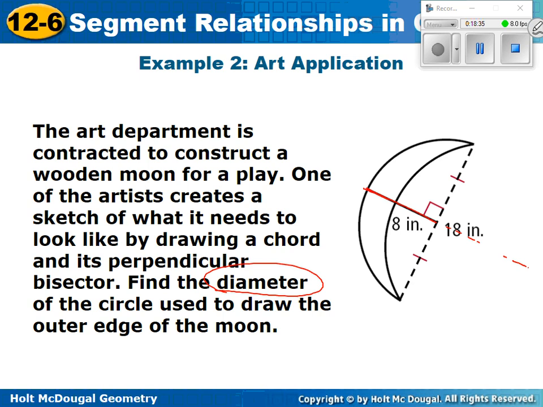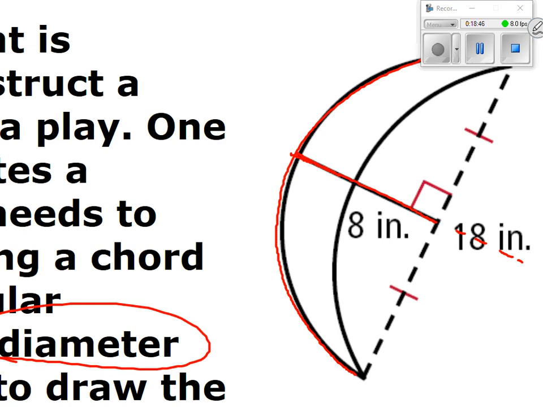If you were to take a compass and try to draw the outer edge of this moon, you wouldn't be able to put your compass point here, sorry, can't touch it, and trace that and draw that circle correctly. It's going to have to come down here somewhere to get the radius that would really make that arc.